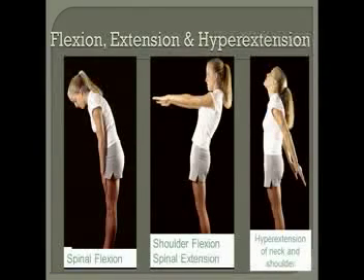You can also flex the spine. So here you can see the young lady bending over, flexing her spine. You have shoulder flexion, where she's lifting her arms straight out, as well as spinal extension, where her back is now become straight, and then hyperextension of the neck, back, and shoulder, where she is extending beyond anatomical position.